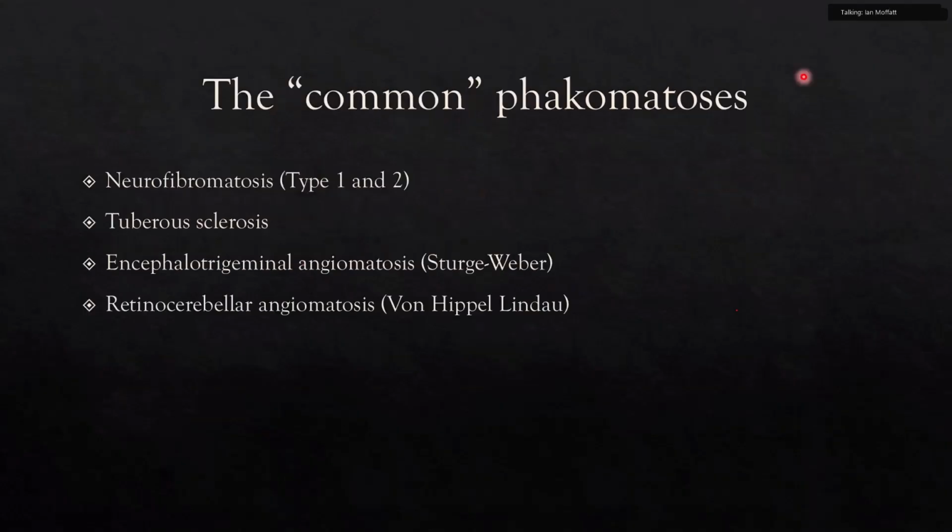The more common phakomatoses, these aren't terribly common, and we'll go through the incidence. Neurofibromatosis type 1 and 2, tuberous sclerosis, encephalotrigeminal angiomatosis, more commonly known as Sturge-Weber, and retinocerebellar angiomatosis, more commonly known as VHL or von Hippel-Lindau.